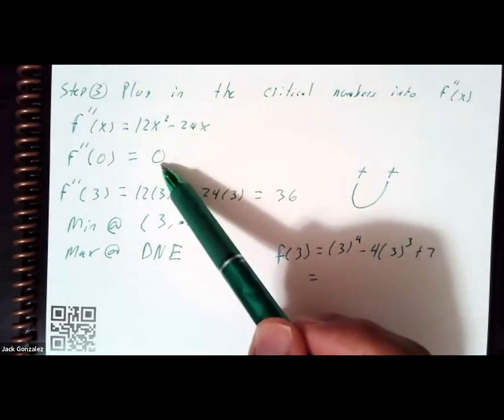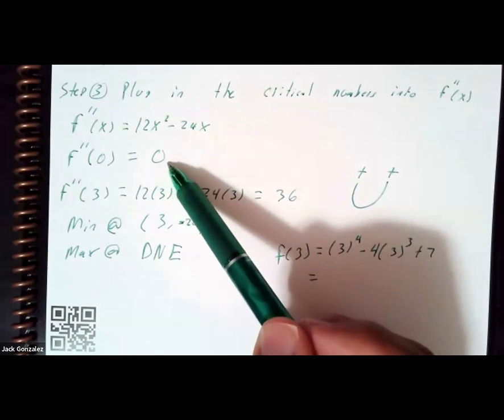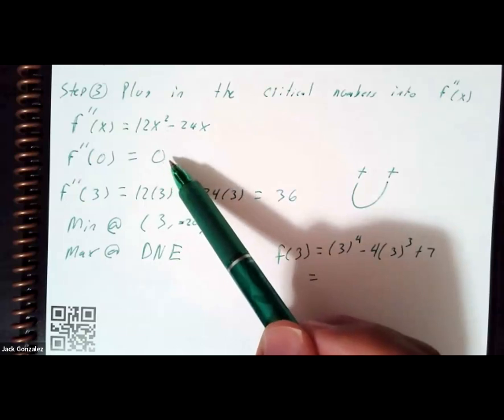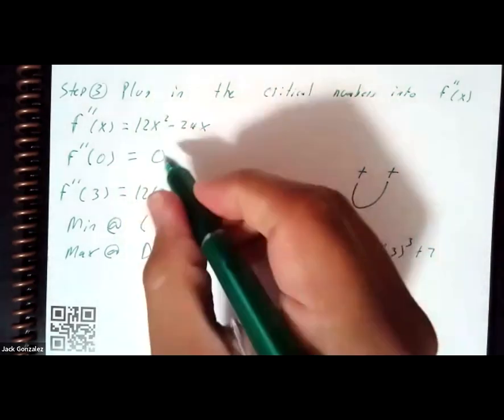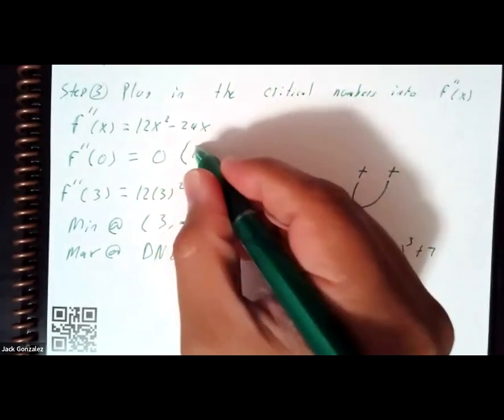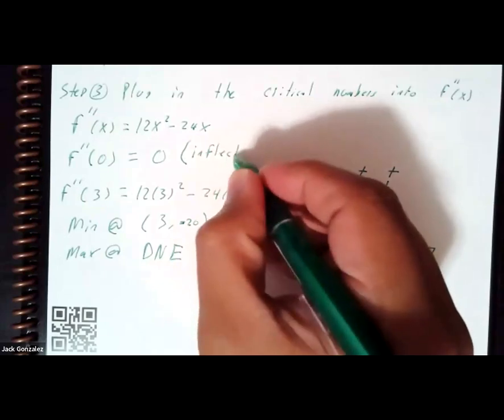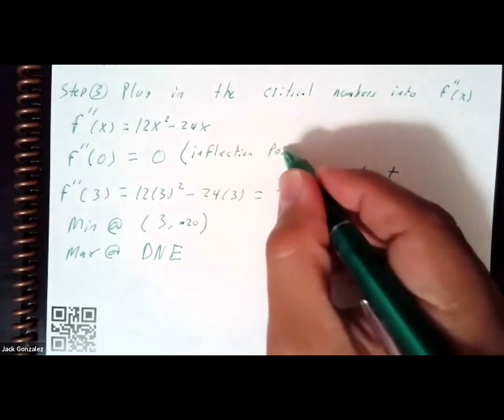What does this mean again? One of the criticals gave us a 0. 0 is neither positive nor negative. I guess you could argue it's both, but it's an inflection point, right?